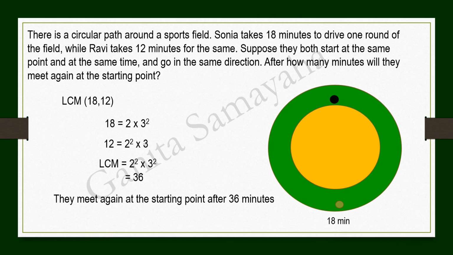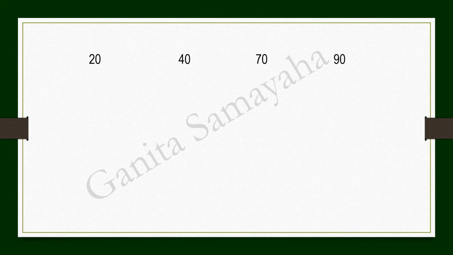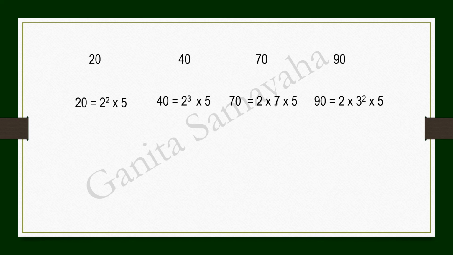Clear, children? Okay. Now we will go to one more concept. Now observe these numbers: 20, 40, 70 and 90. All of these are ending with 0, isn't it? And all of these are also even, isn't it, children? How do we mathematically establish this? 20 can be written as 2 squared into 5, 40 can be written as 2 cubed into 5, and 70 can be written as 2 into 7 into 5, 90 can be written as 2 into 3 squared into 5.